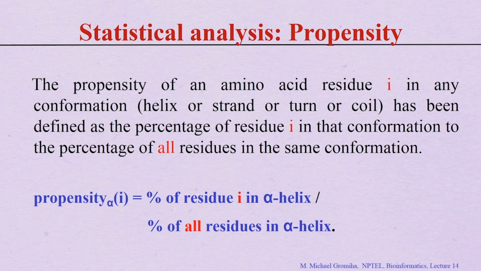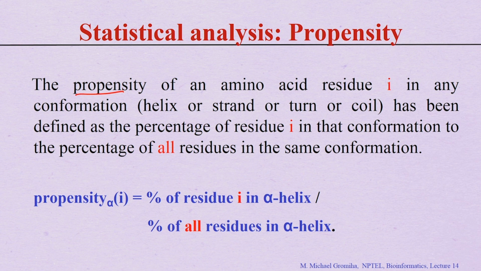Then we will discuss the statistical methods. In the statistical methods, first we need the preference of residues in any secondary structure, either in helix or in strand. How do we calculate the propensity? What is the meaning of propensity?